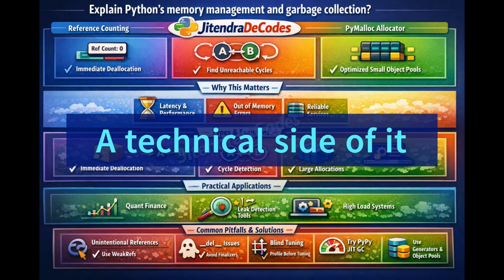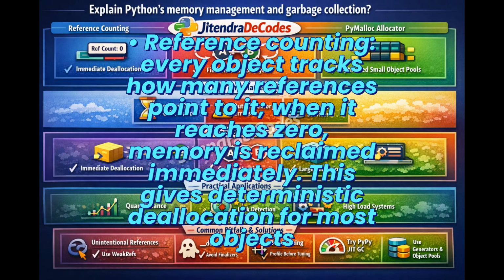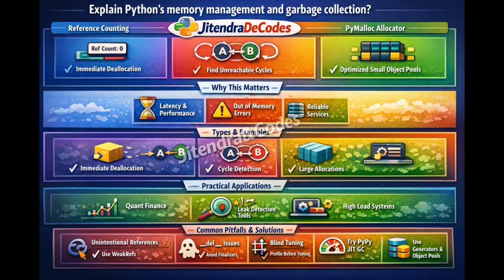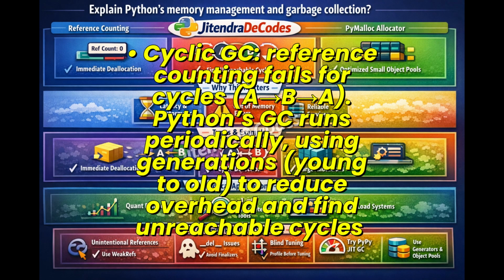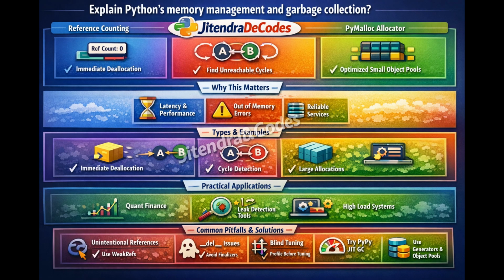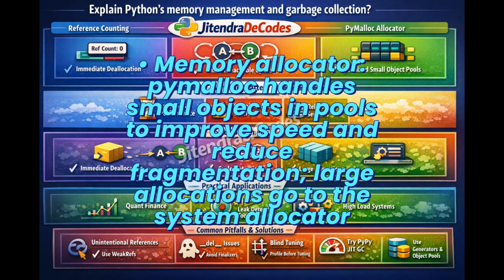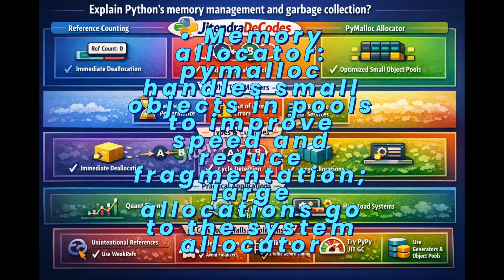Now let's see the technical side of it, wherein reference counting is used for every object and tracks how many references point to it. When it reaches 0, memory is reclaimed immediately. This gives deterministic deallocation for most objects. Cyclic GC: Python's garbage collector runs periodically using generations, young to old, to reduce the overhead and find unreachable cycles. Then the memory allocator, PyMalloc, handles small objects in pools to improve speed and reduce fragmentation. Large allocations go to the system allocator.